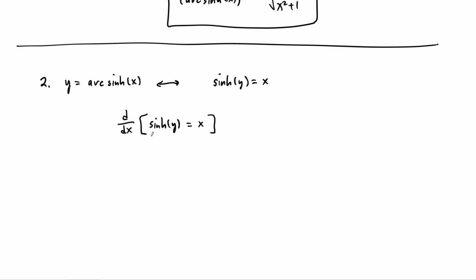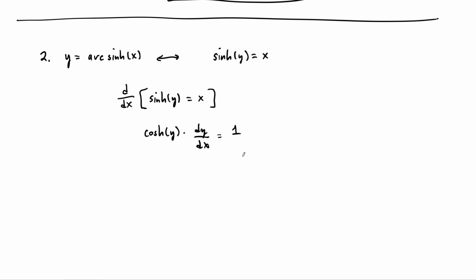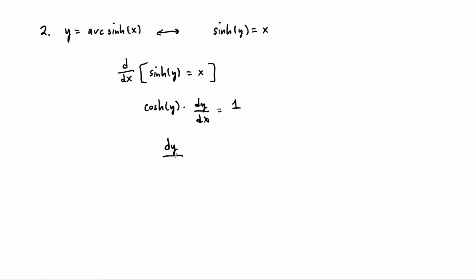So on the left-hand side, we get a chain rule. Derivative of sinh is cosh times dy dx. That's what we want to find here. That's our goal, right, to compute dy dx. Derivative of x is just 1, right? And so what we have now is that the derivative, dy by dx, is equal to 1 over cosh of y. Now, we can't leave it like this, right?